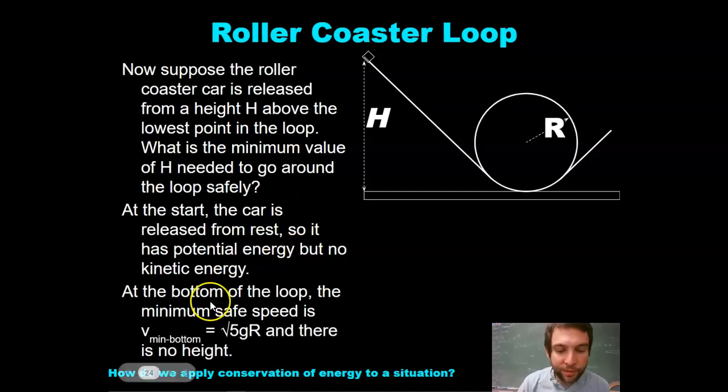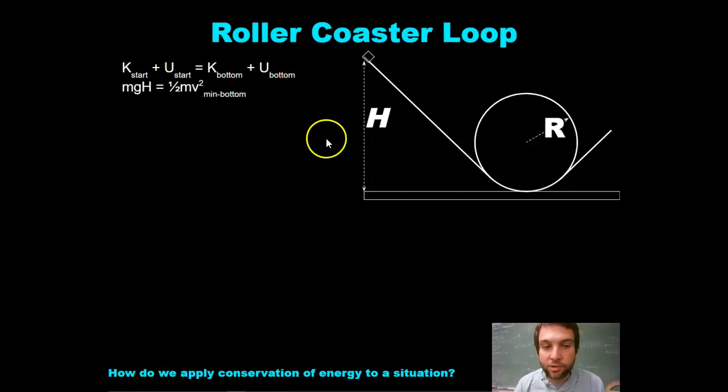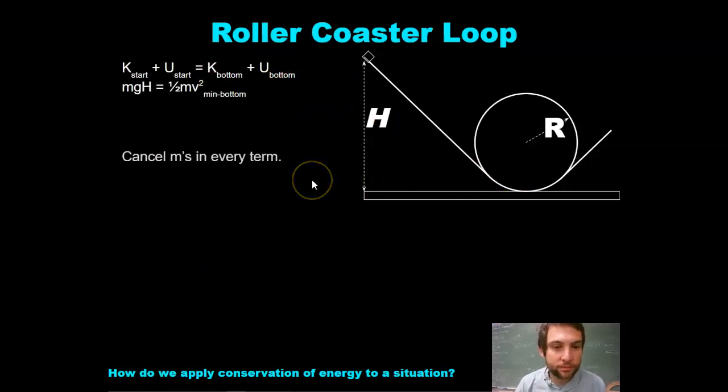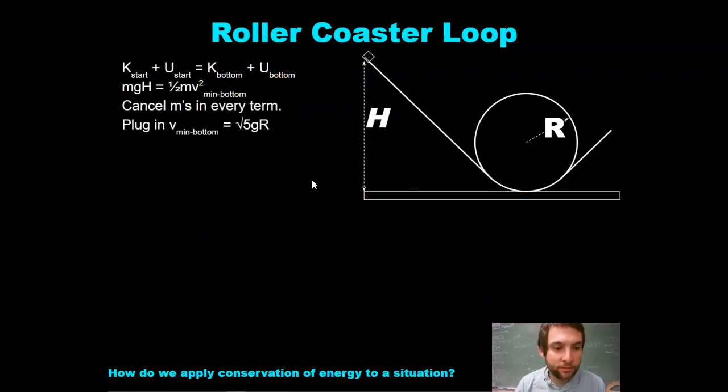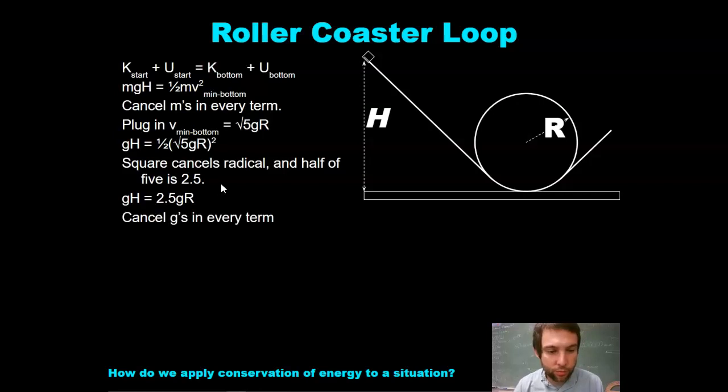At the bottom of the loop, the minimum safe speed is square root of 5 times g times r, and there is no height. So our equation becomes mgh equals 1/2 mv squared. Cancel the m's in every term, plug in v at the bottom, square root of 5 times gr, and then we're squaring that, so the square root will go away, and we get h equals 2.5 times r.